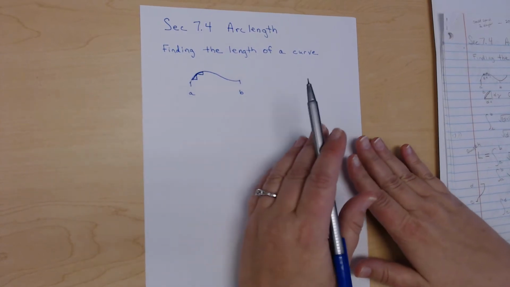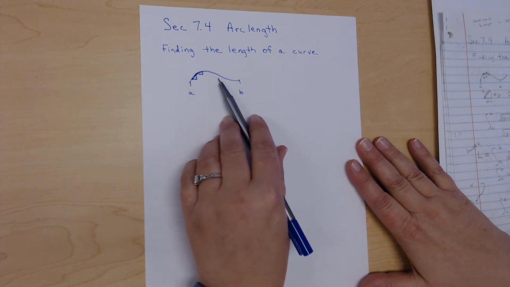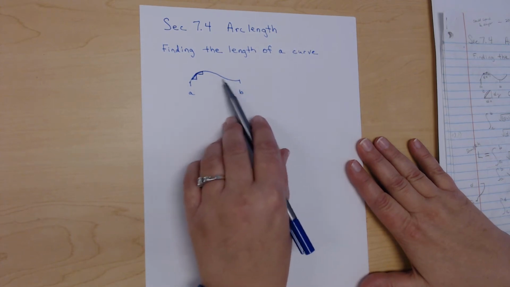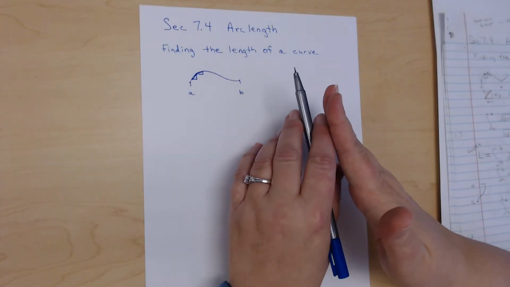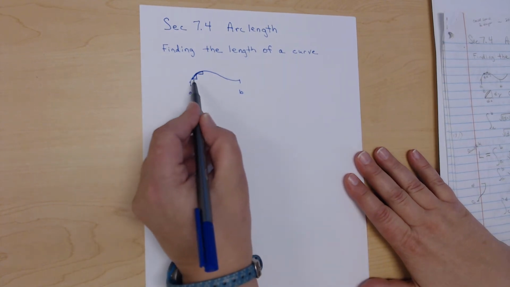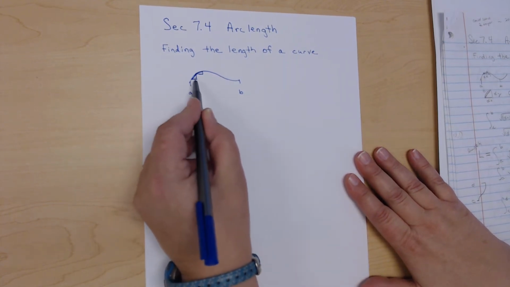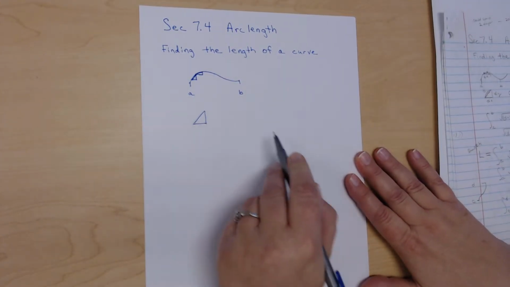Now remember, we're going really, really small. What's that idea of making things really, really small and then adding them all together? Well, the idea of making things smaller and smaller and smaller, and then adding them together, that's integrals. So let's take a look at one of these triangles.